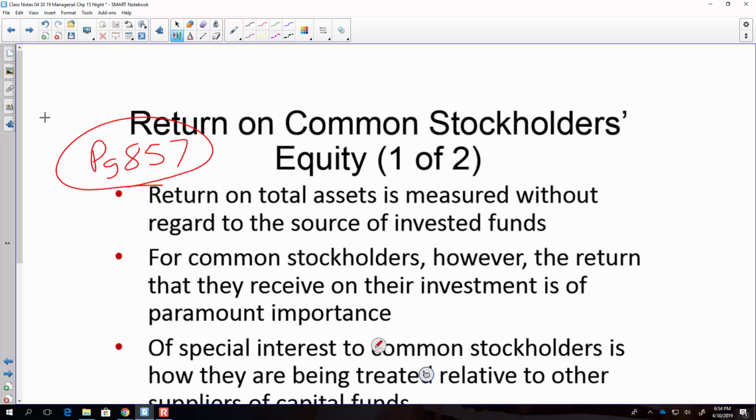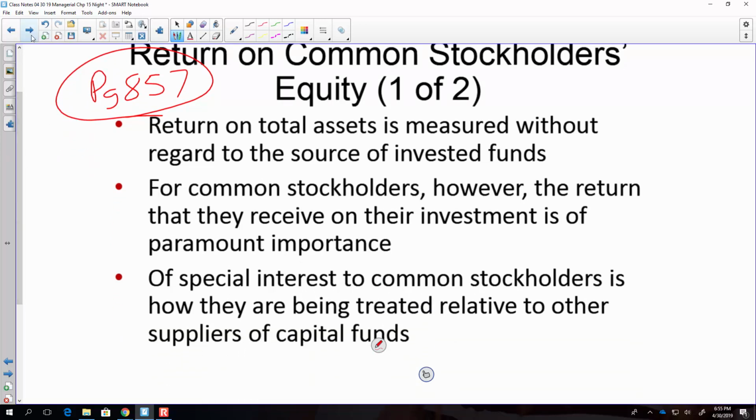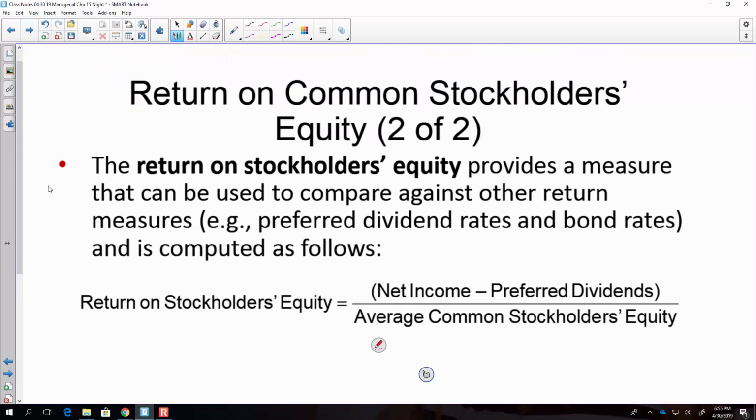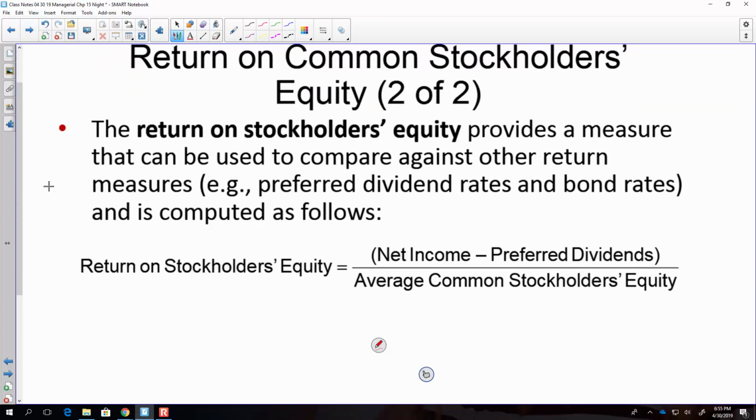Return on stockholders' equity. Remember, there's a difference between common stockholders and preferred stockholders, right? Preferred is almost like a bank. They're paid interest, basically. They call it dividends, but it's really based on a percentage of something on their stock. Common is basically they get any dividends that are left over, right? So they were paid after the preferred stock is paid their dividends. So that's why you see this subtraction here.